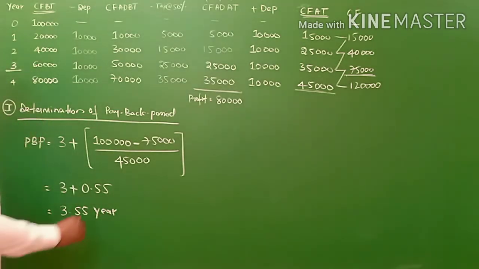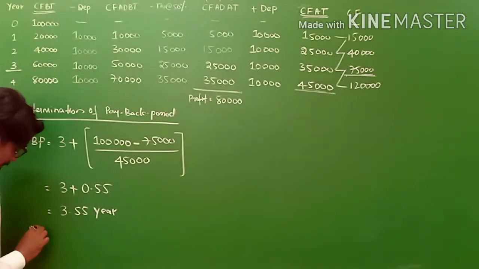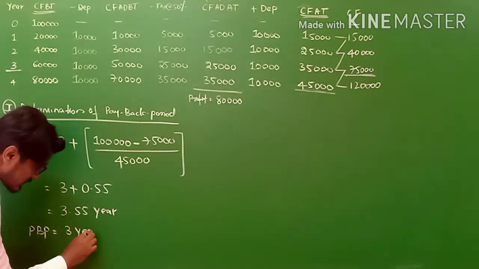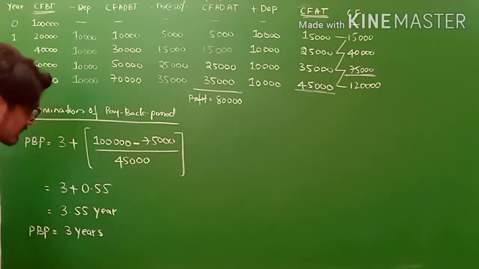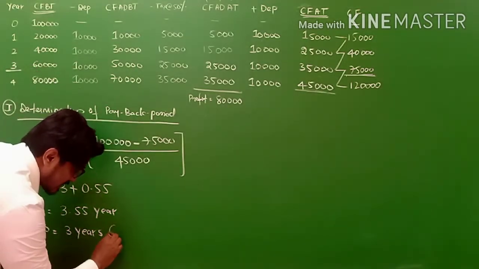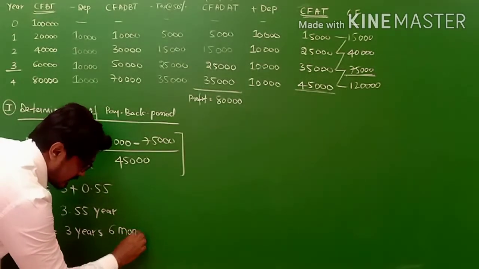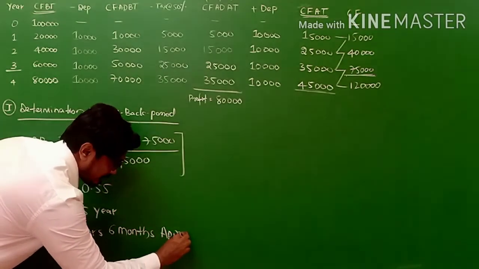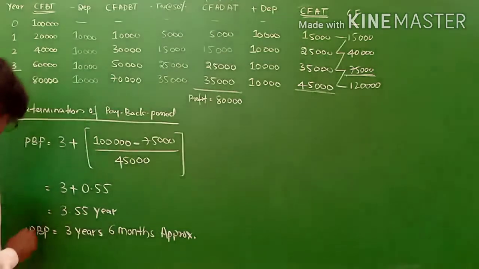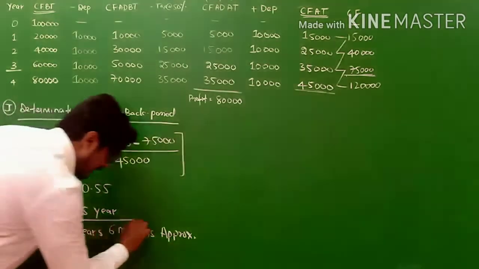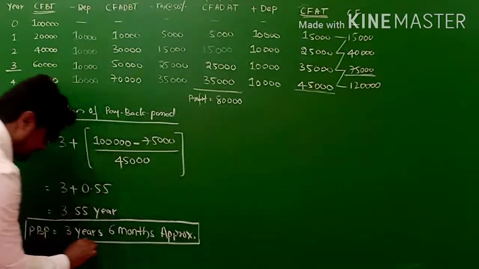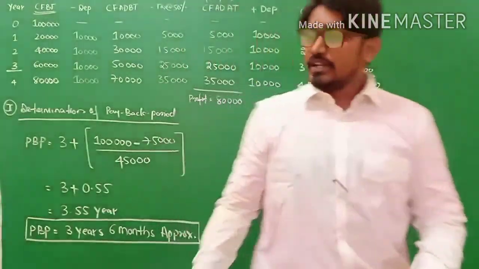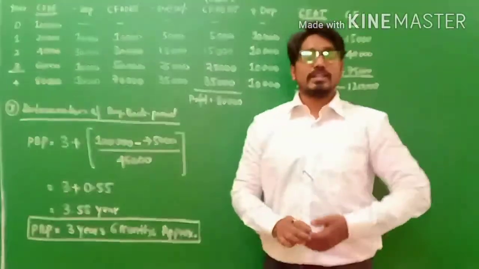3.55 years, or you may say payback period equals 3 years, approximately 6 months. So this is our payback period. Almost nearest to 4 years it is taking to get back our initial investment.